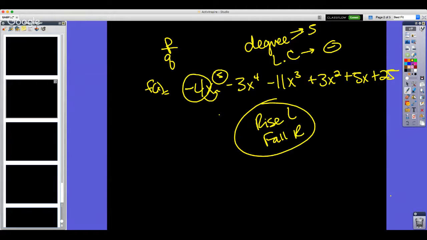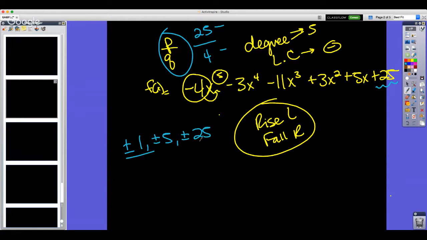Now, as far as P over Q goes on this one, we know that the P, the outside number, is 25, and that's this number here, right? Whereas the first number is negative 4. We'll just put 4 because that's all we need. So what we want to do is list the factors of both. So factors of 25 would be 1 and 5 and 25. Now on the bottom, the factors of 4 would be 1, 2, and 4, right? Now I know 2 and 2 make 4, but since there are repeated values, we just put 1 in for that, okay?